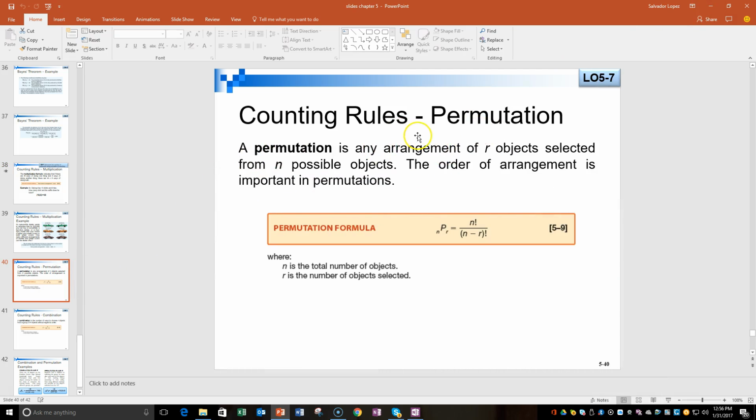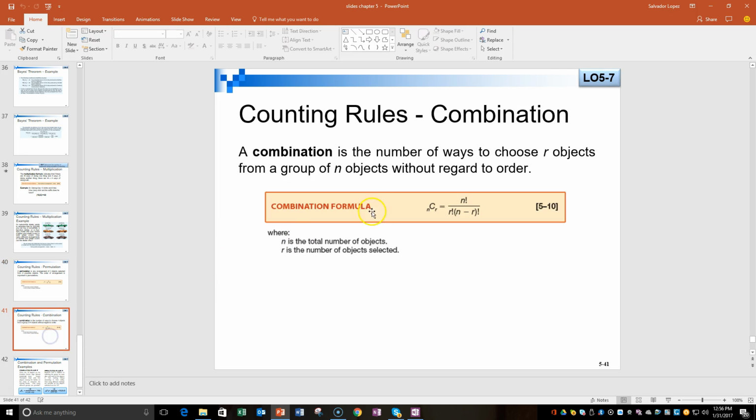Now, in the counting rules, we also have permutation. A permutation is any arrangement of r objects selected from n possible objects. The order of arrangement is important in permutations, so that AB is different than BA. Now, combination is a number of ways to choose r objects from a group of n objects. The same definition as the previous one, but without regard to order. So AB is the same as BA.